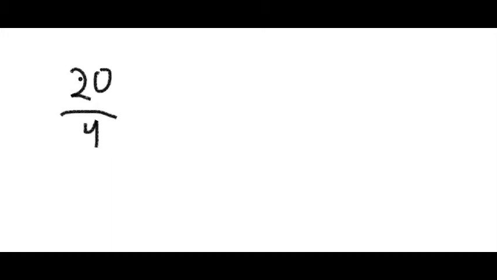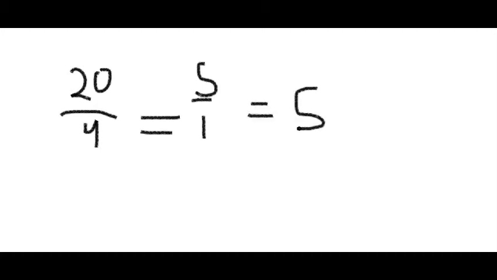Let's say we have 20 over 4. We can divide each number by 4, actually. 4 goes into 4 one time. 4 goes into 20 five times. So it's 5 over 1, or just 5. Okay, that takes care of that.